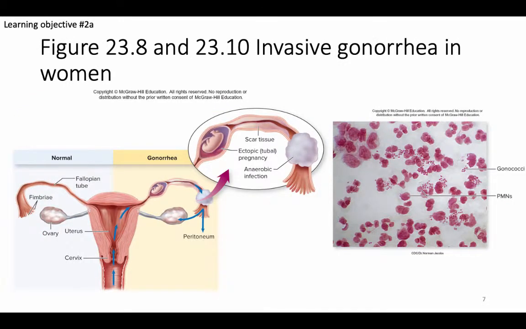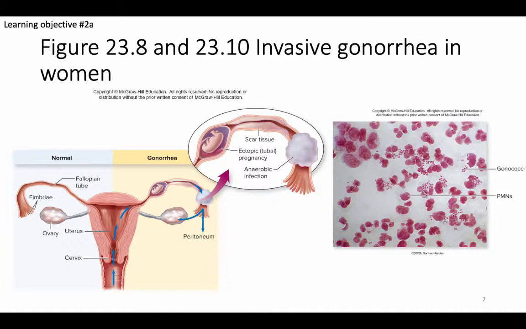Invasive gonorrhea in women, which is gonorrhea that moves beyond the vagina into the cervix, uterus, and fallopian tubes, can cause sterility. So in this figure from your book, we have what the structures look like normally on the left, and on the right we have what they look like in gonorrhea. So the whitish mass is an infection with Neisseria gonorrhea, which can block the fallopian tubes and lead to things like ectopic pregnancies, where the fetus starts developing outside of the uterus abnormally.